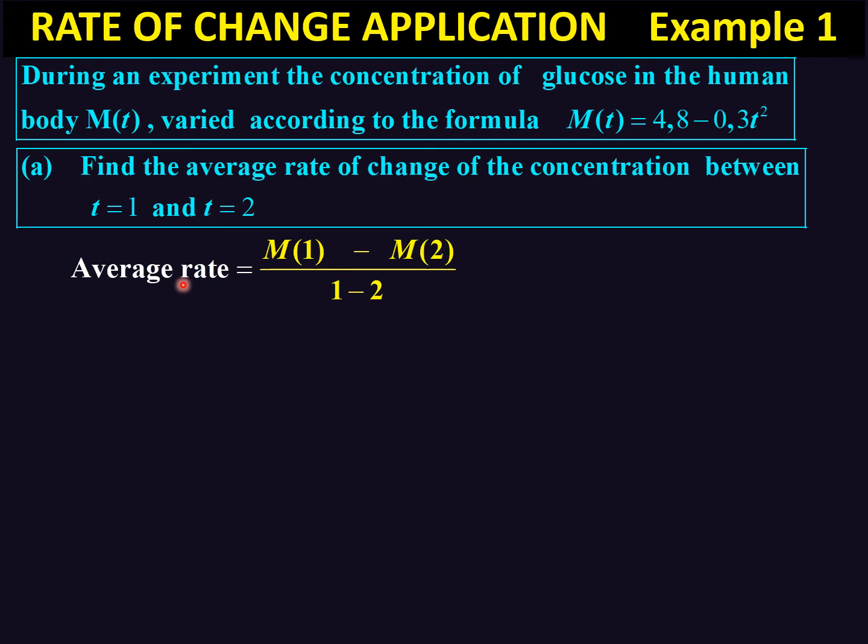Average rate, we use the gradient formula. In this case, we have it in function notation, M(1) minus M(2) over 1 minus 2. Or you can say M(2) minus M(1), then I have to say 2 subtract 1. Please be careful of the order there. So let's do that. First of all, let's do the easy part. What is the easy part? That's right, just 1 subtract 2. Always start with the easy things first.